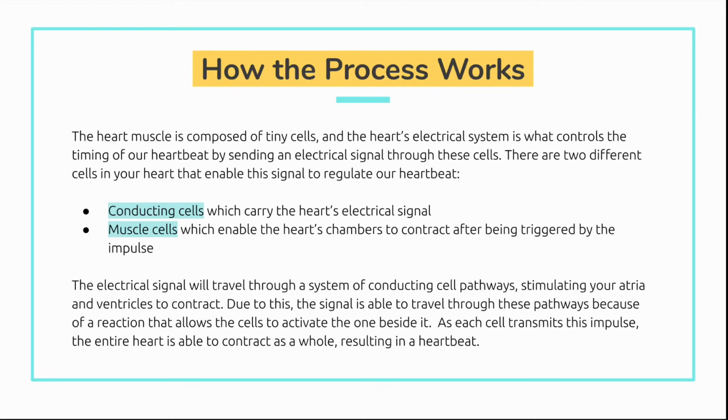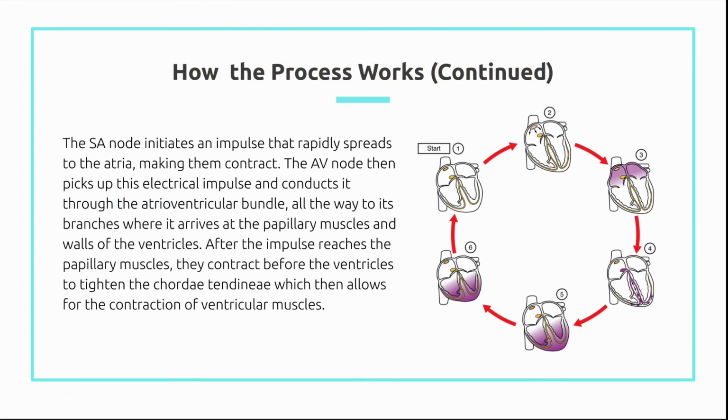The signal is able to travel through these pathways because of a reaction that allows each cell to activate the one beside it. As each cell transmits the impulse, the entire heart is able to contract as a whole, resulting in a heartbeat. Here is what specifically happens during the process.